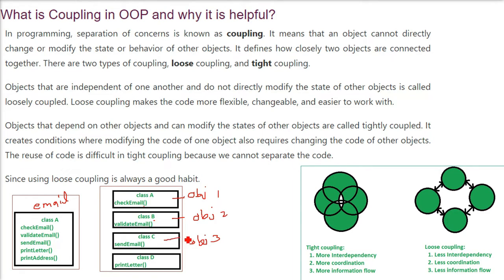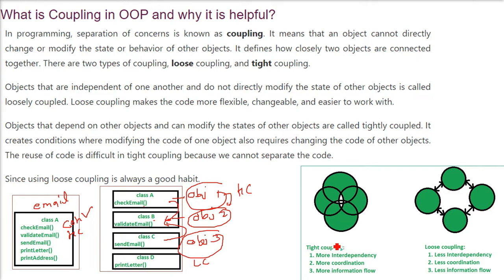So object 2 and object 3 became very close. So object 2 and object 3 can change one another's behavior. The object can directly change the state and behavior of another object. So here on the left you see high cohesion. Here we have low cohesion and more coupling, tight coupling. And this tight coupling is not advisable.